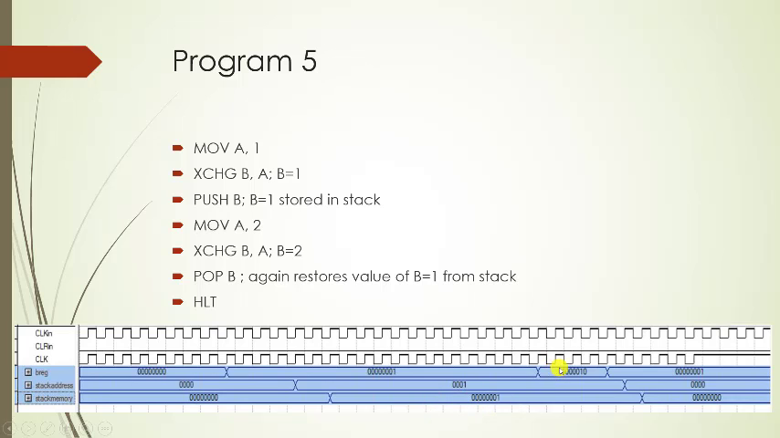Then we load 2 into B, which is shown here. Then we pop B. So the previous value of 1 will be stored in the B register, which we can see here. We can also see that the stack pointer has decremented by 1. It means that it has moved to a previous value.